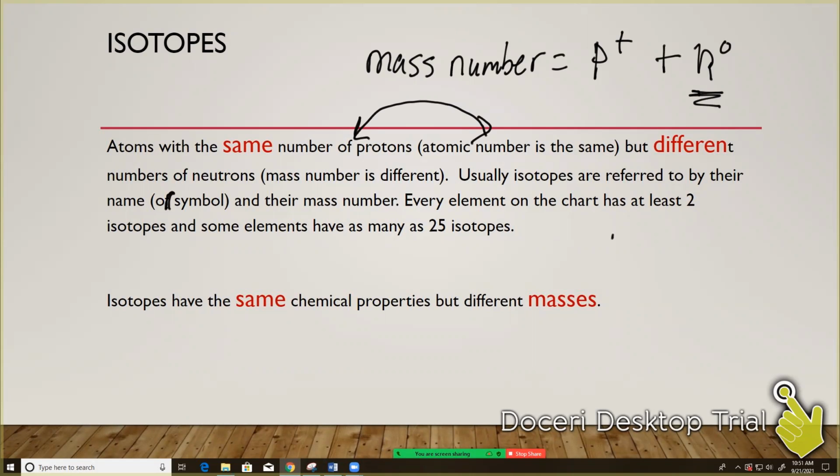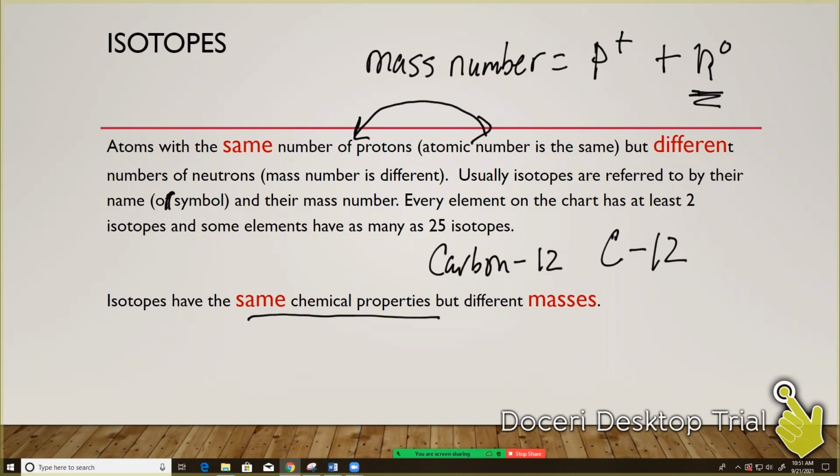So for instance, you may see C12, that would be carbon 12. You may see it with the name. But if there's only one number with the name or the symbol, that's the mass number, because you don't have to have the atomic number, because you can always get that off of the periodic table. Every element on the chart has at least 2 isotopes, and some have many more than that. Even though the isotopes have different masses, they still have the same chemical properties.